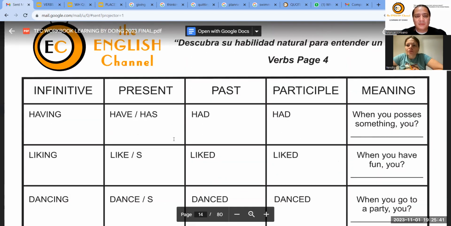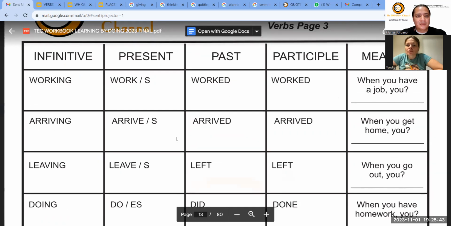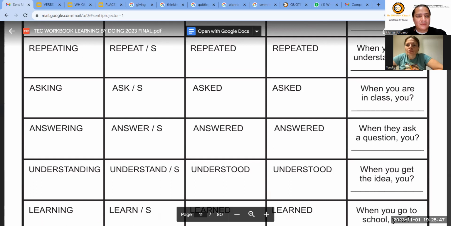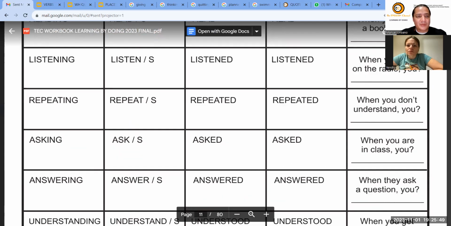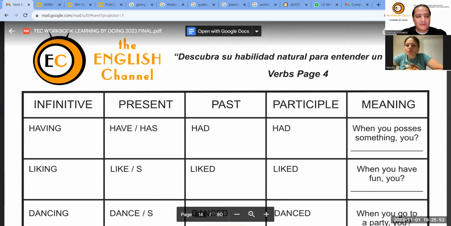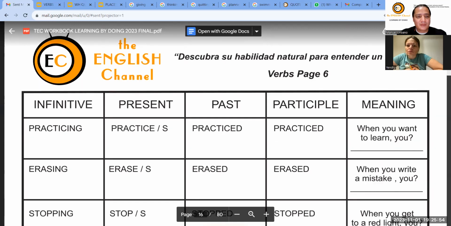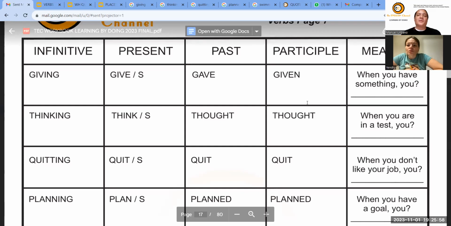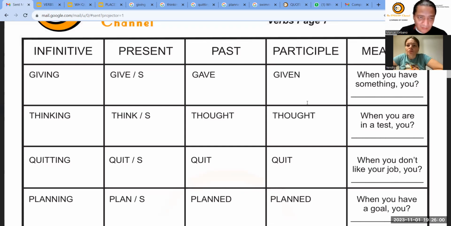We've worked quite a lot, I think. Let me see, just a quick count, because there are 10 pages of verbs. That's one, two, three, four, five, six. So we've gone over 60 verbs.